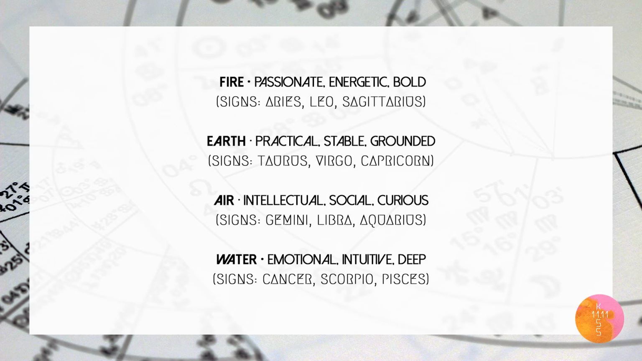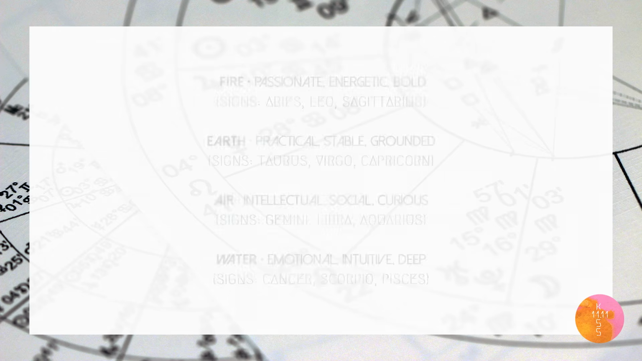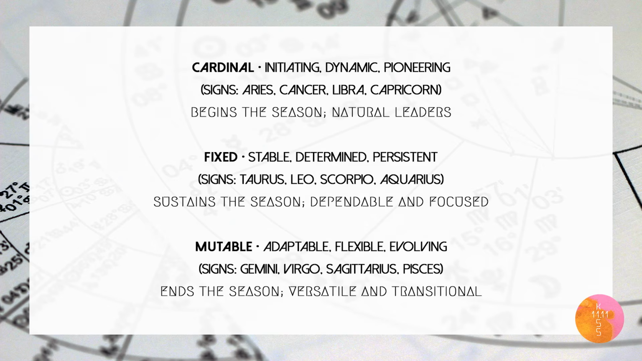The water signs are Cancer, Scorpio, and Pisces. Intuitive, emotional, and deeply sensitive, water signs are the empaths of the zodiac. They bring depth, healing, and emotional intelligence to every connection. Each element also contains a cardinal, fixed, and mutable sign, but we'll come back to that at the end of this section. For now, let's start with the first sign of the zodiac, Aries, the sign that literally represents beginnings.